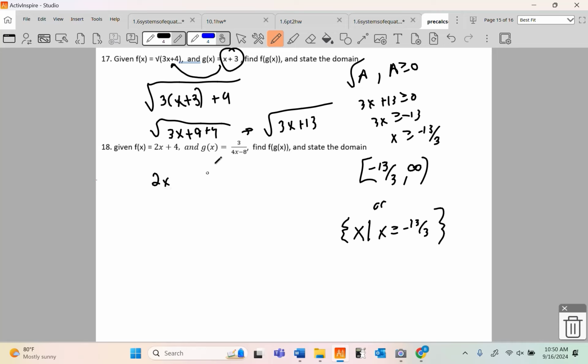We have 2x plus, we're doing composition again.